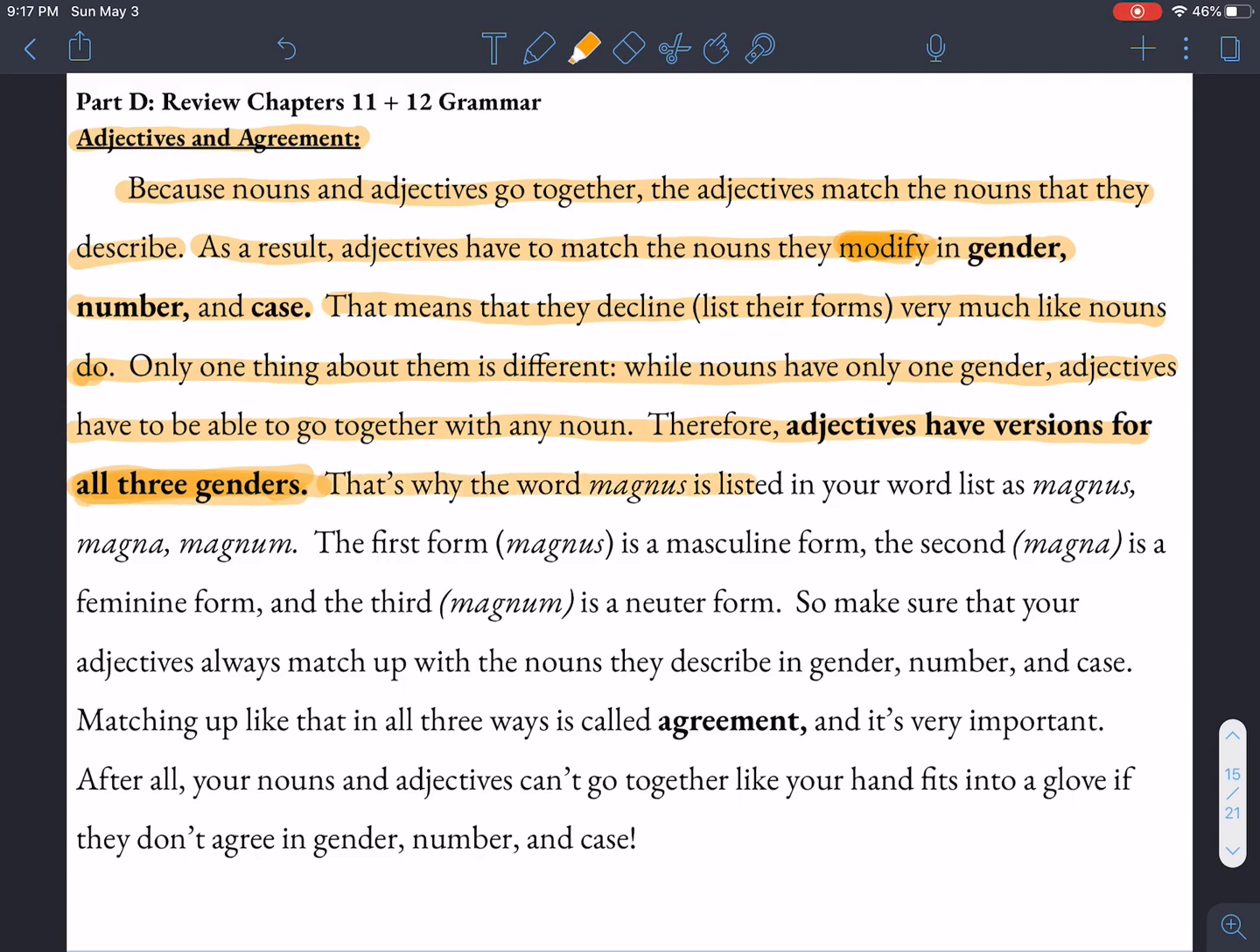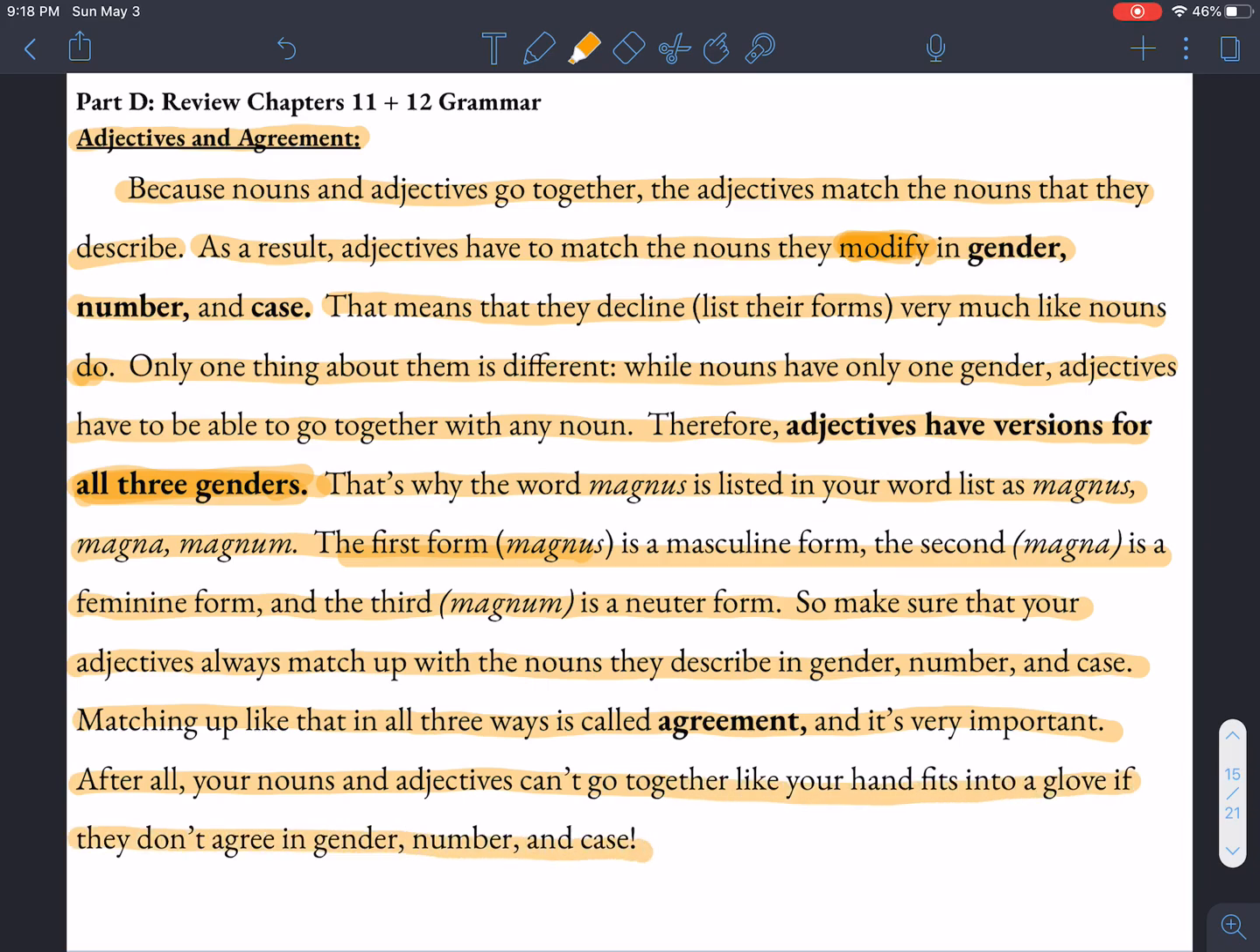That's why the word magnus is listed in your word list as magnus, magna, magnum. The first form, magnus, is a masculine form. The second, magna, is a feminine form. And the third, magnum, is a neuter form. So make sure that your adjectives always match up with the nouns they describe in gender, number, and case. Matching up like that in all three ways is called agreement, and it's very important. After all, your nouns and adjectives can't go together like your hand fits into a glove if they don't agree in gender, number, and case.